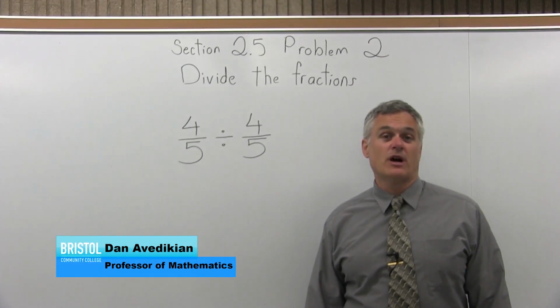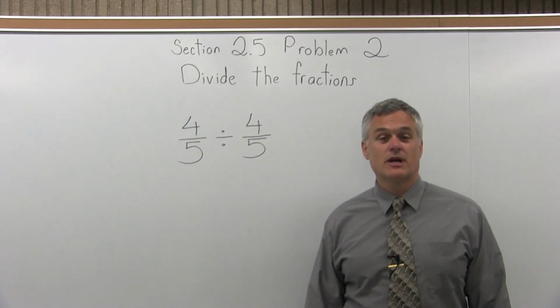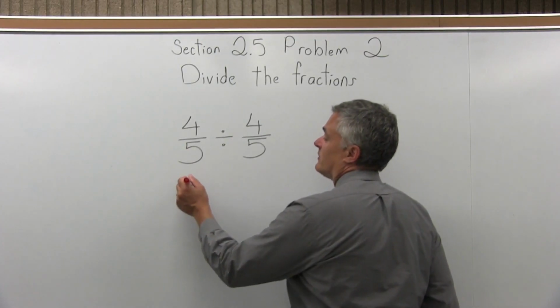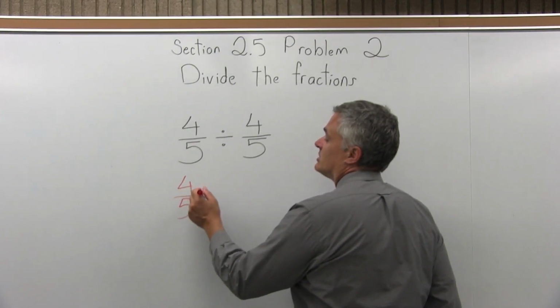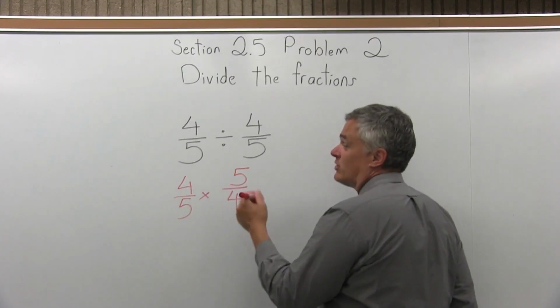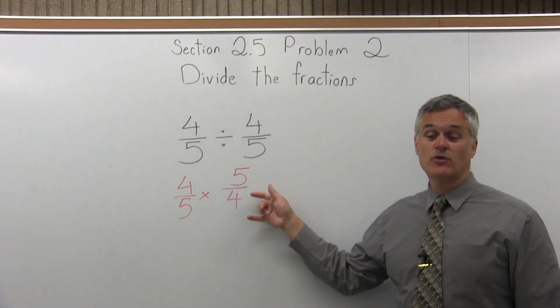This is Section 2.5, Problem 2. It says divide the fractions 4/5 divided by 4/5. So when you divide fractions, what you do is you leave the first fraction the way it is, change the problem to a multiply, and invert the second fraction, or flip it. So the second fraction flips from a 4/5 to a 5/4.